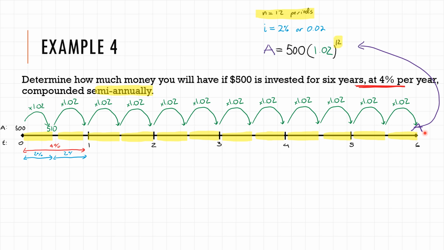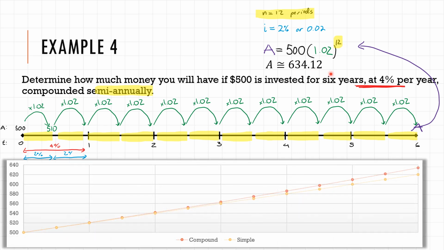So the amount is 500 times 1.02 to the power of 12, which is approximately $634.12. This is what that looks like on a graph. If this were to grow with just simple interest, we would end up with $620, but because we've compounded, it's gotten us $14 more. Now this doesn't seem like a lot because the interest rate is quite small, and it's not compounding really frequently at all. It's just semi-annually. The higher the interest rate, the more frequent the compounding, the faster it will actually grow.